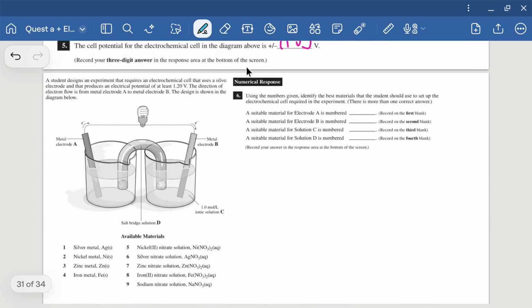Okay, this one we were looking at what's happening within the cell, and it's telling you we have metal A, and that metal A, well, it's going to be silver. So we have a silver electrode, and if you look at your data booklet, silver is an OA, and that would make that your cathode. And if that is your cathode, then it also has a value of 0.80.